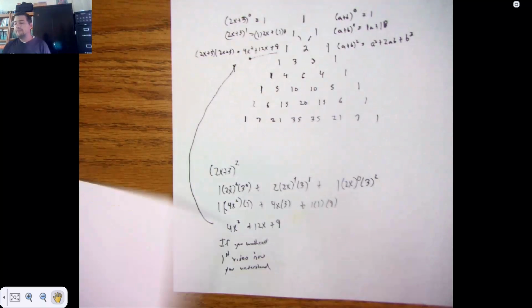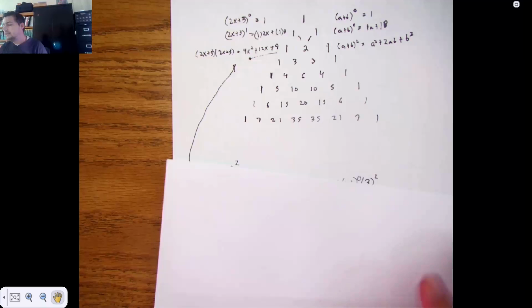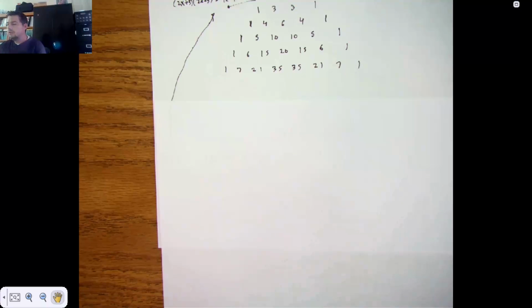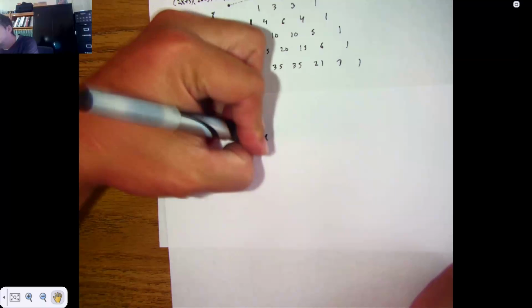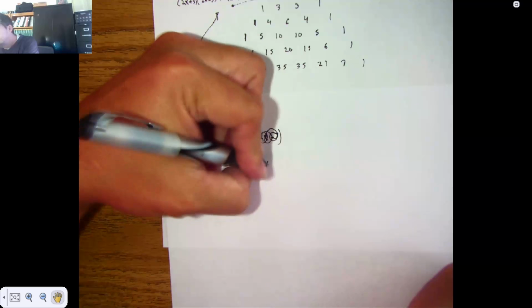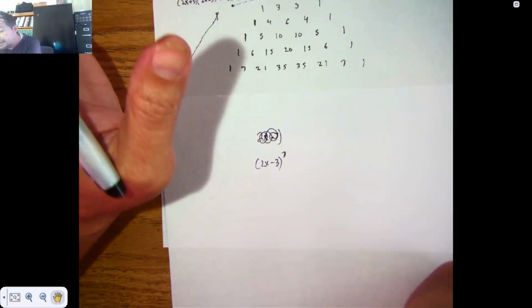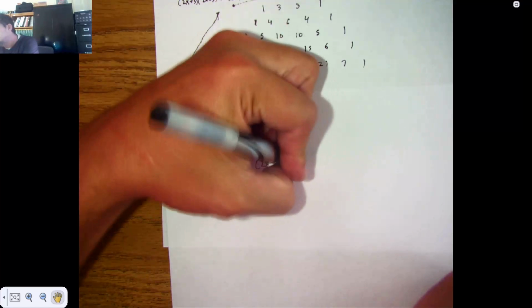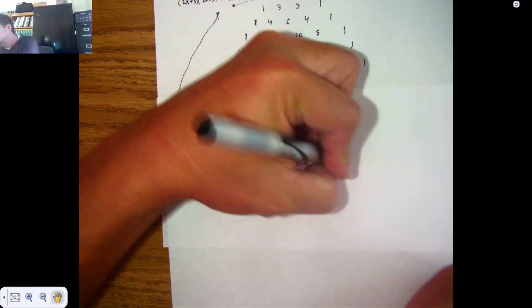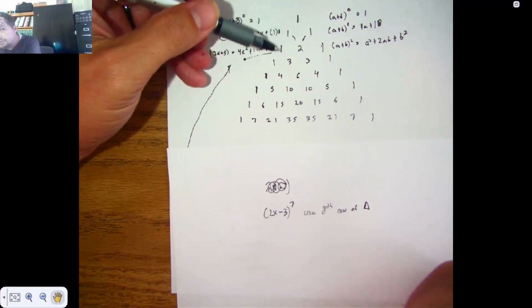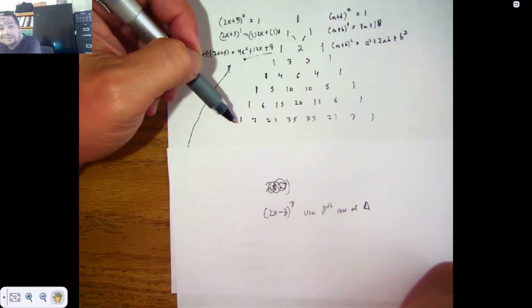And I might have to actually expand this thing out. Let's do something with a negative in it because negatives always throw off kids. Let's do something like 2x minus 3, that's a big number, to the 7th power. Wow. Because Pascal's triangle starts off at the 0th power, we have to actually use the 8th row of the triangle. I don't know how many rows I went down. 1, 2, 3, 4, 5, 6, 7, 8. I got lucky. All right.